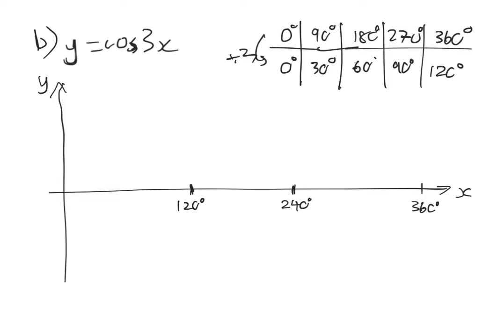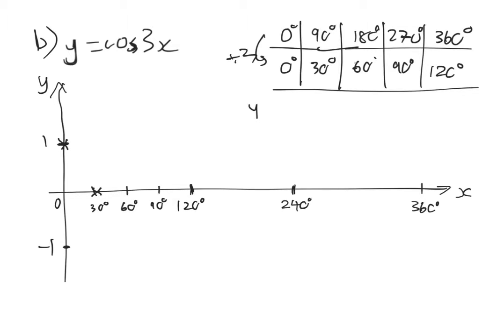So 3x, so you expect to see 3 cycles. So now I'll cut it into 4 each. 60, 90, and 30. Still goes to 1 and minus 1, so no difference.